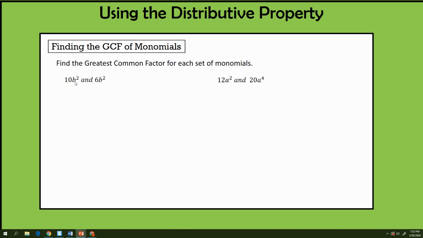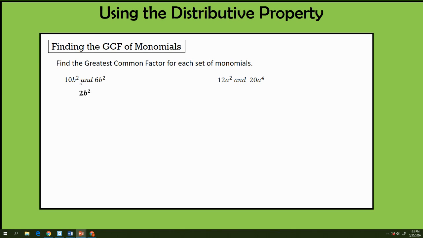All right, and now you go to the variable. Once you do the number part, get your number, you go to the variable. And you're going to take any common variable to the highest power you can take it. So these both have a b squared in them. So that means I can factor out a b squared because they both have it in there to take out. So in this problem, our GCF would be 2b squared.